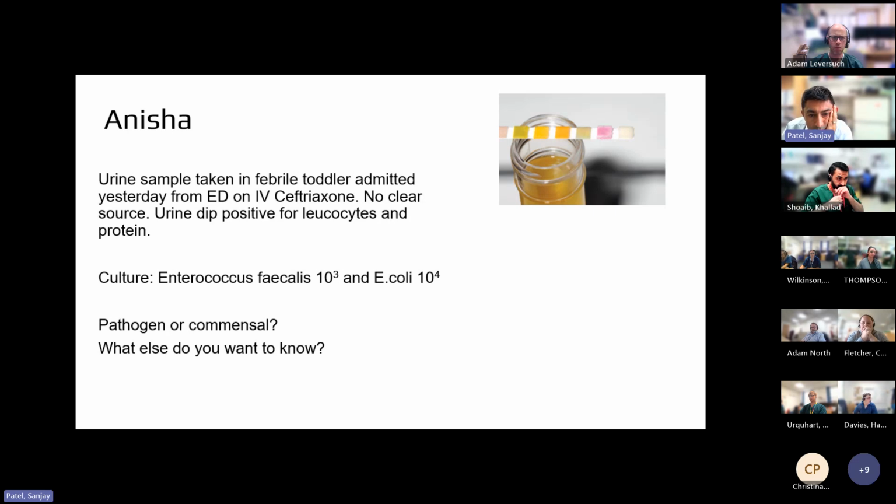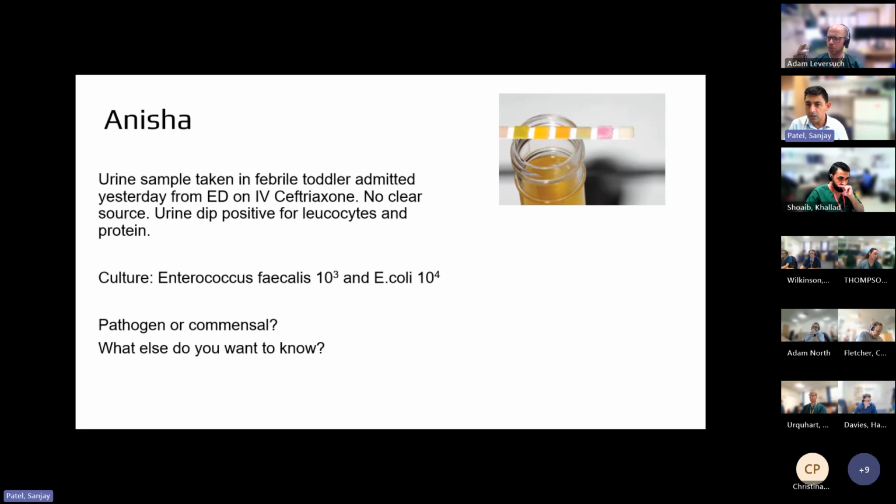which is a gram positive that behaves a bit like a gram negative, and some E. coli with certain amounts. And the question you need to ask yourself when you're interpreting it, whether you're a hospital home nurse, or a pharmacist doing a review of the antimicrobials, or a pediatrician, or even a microbiologist, is actually, is this a pathogen or a commensal?